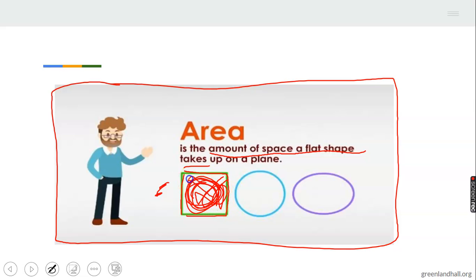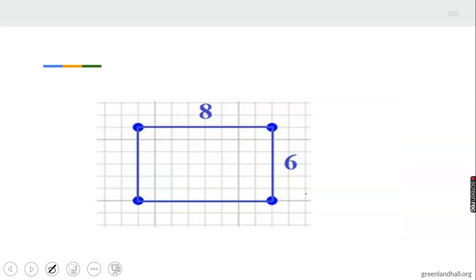Only the space that this shape has taken. The same thing with this circle too. Only the shape, the whole of this inside, that's the area. The same thing with this oval shape. Only the inside, that's where we calculate the area. You cannot calculate outside of the shape. Is that okay? So area is the amount of space that a flat shape takes up on a plane.